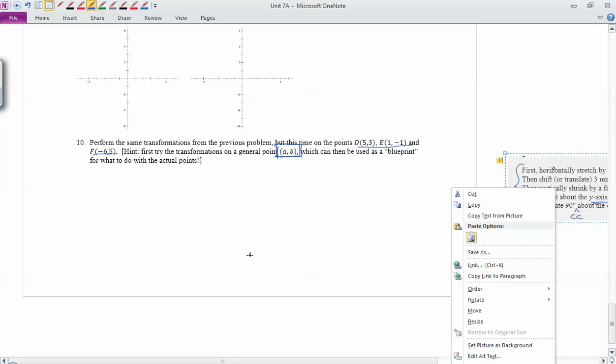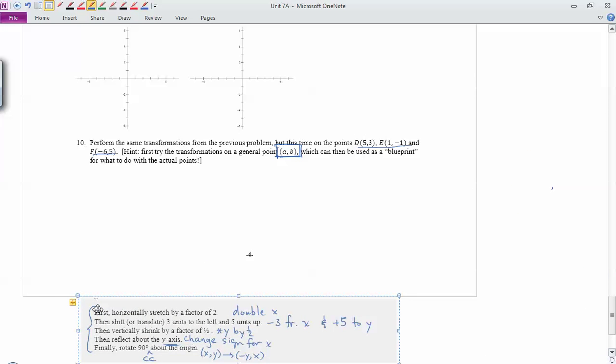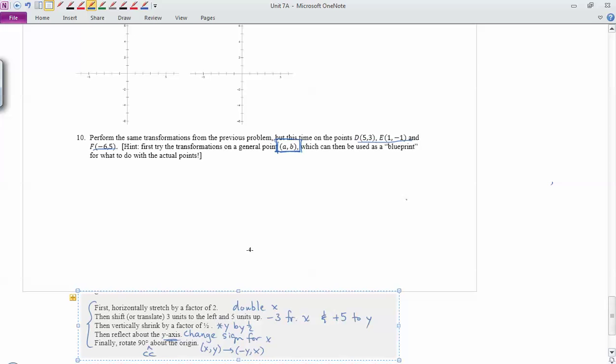Okay, let me move this over. So I'm just going to put it down here. Okay, so if we did the same thing, but with the point (a, b).